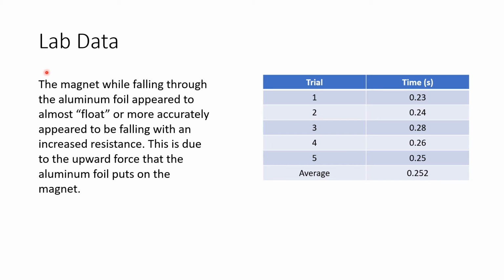The magnet, while falling through the aluminum foil, appeared to almost float. You could tell that the magnet was not necessarily floating, but it was slowing down as opposed to free falling. You could tell that there's a resistive force against this. This was due to the upward force that the aluminum foil puts on the magnet due to the induced current on it.